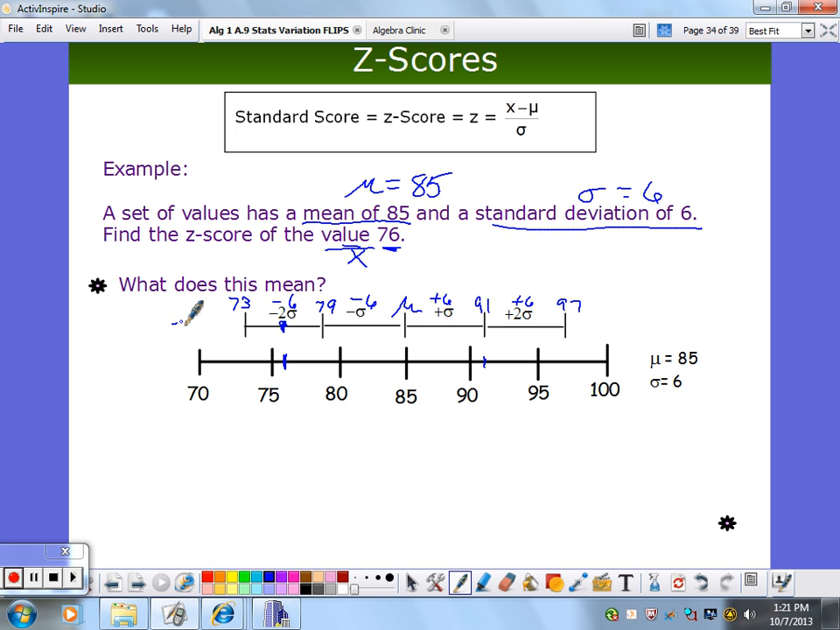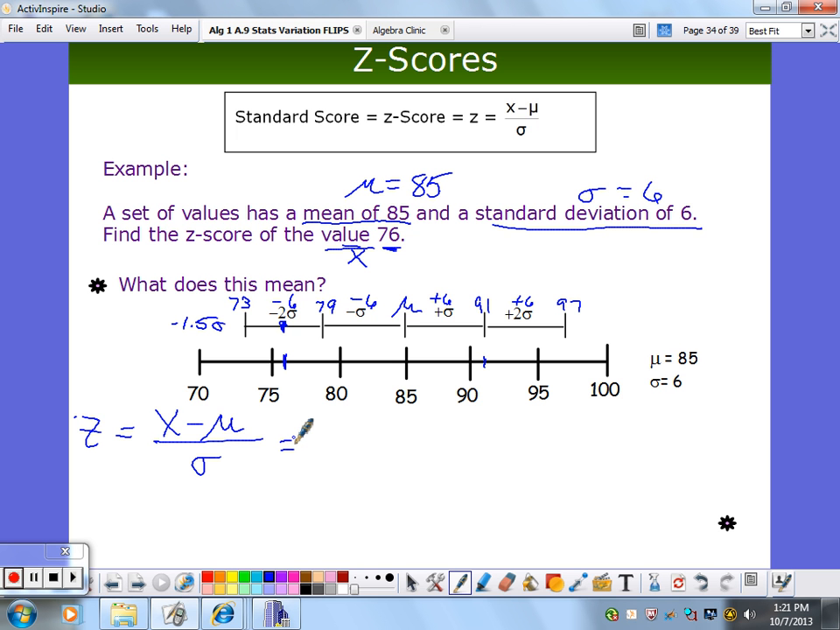Well, it looks to be about negative 1.5. It's hard to tell from the picture. So let's see what happens if I use my formula. Z-score is found: first, find that deviation. Take the x, subtract the mean, and then divide that whole thing by the standard deviation.